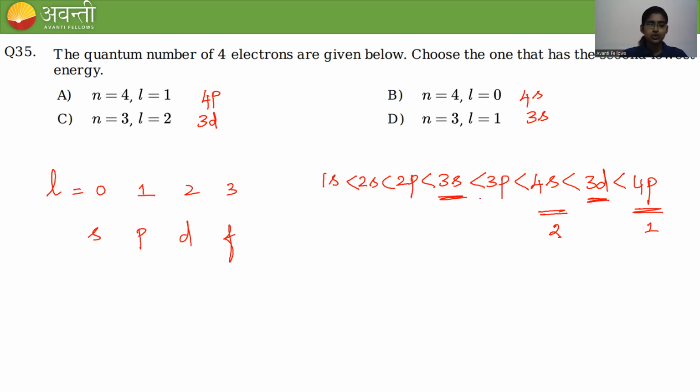So you have to choose the one that has the second lowest. Sorry, this is the first lowest, and this 4s is the second lowest. So option B is the correct answer. So 4p is the highest, the first lowest is 3d, and the second lowest is 4s. So option B is the answer.